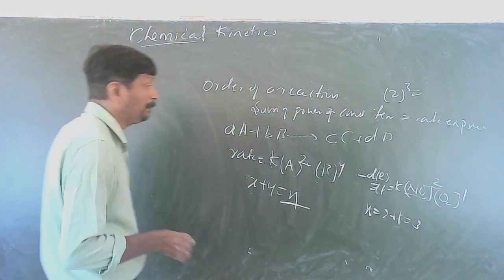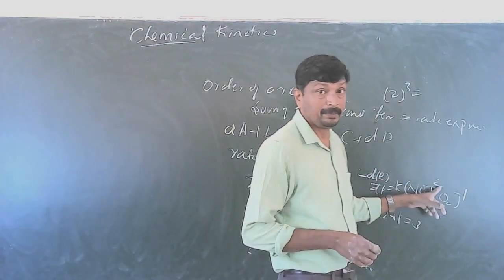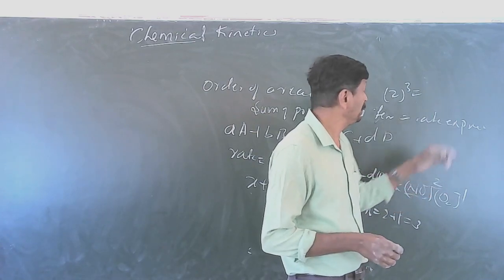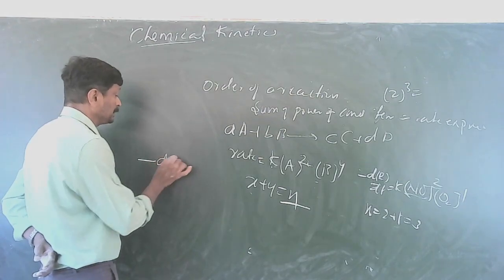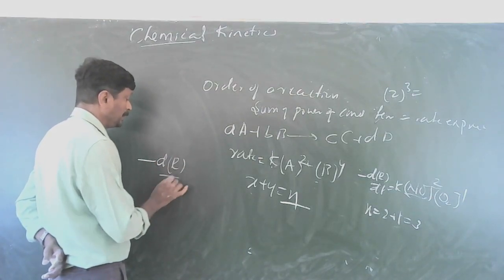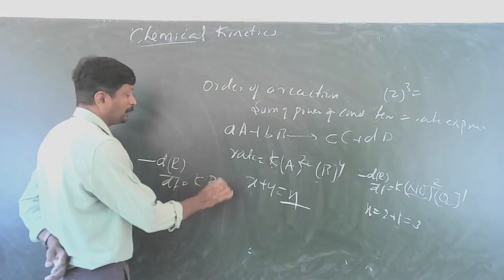The order may be zero. How do you write a zero order reaction? Minus dR by dt is equal to k into R to the power of 0.